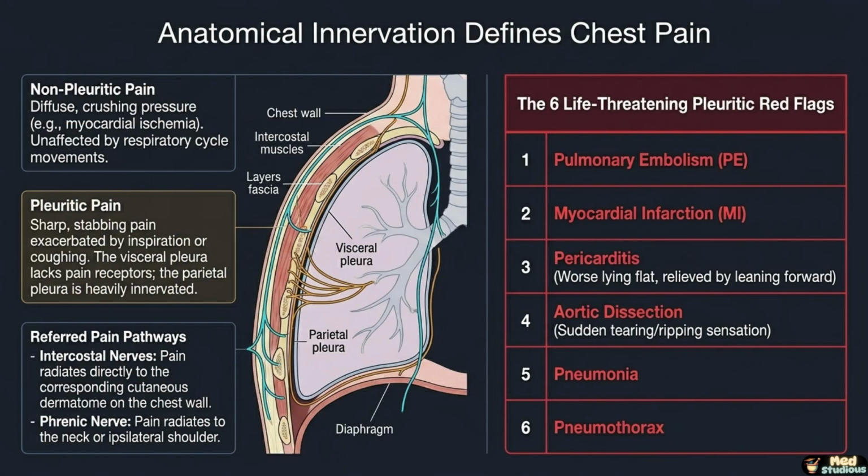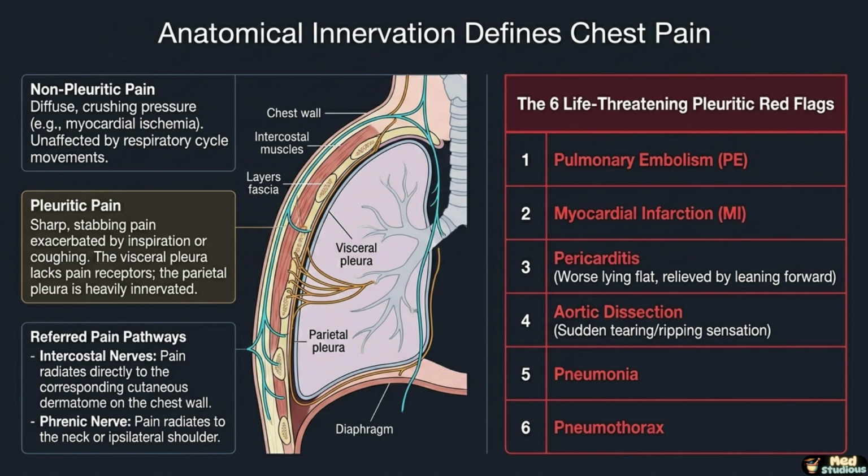Not all chest pain is created equal, and the nervous system anatomy explains exactly why. Non-pleuritic pain, typically diffuse, crushing pressure like that of a heart attack, remains completely unaffected by your breathing cycle because it doesn't originate from pleural tissue at all. Pleuritic pain is different. It's sharp, stabbing, and dramatically worsens with inspiration or coughing. The reason lies in a fascinating anatomical detail. The visceral pleura, which directly covers the lung, has no pain receptors whatsoever. But the parietal pleura, lining the chest wall, is heavily innervated, which is why inflammation there produces such sharp, localized pain.